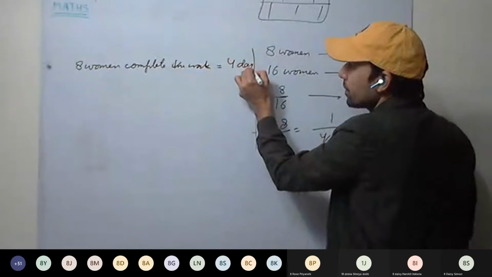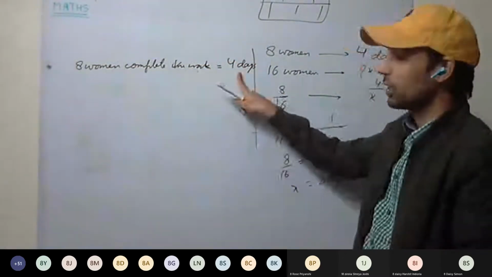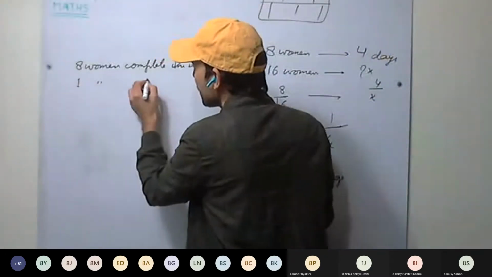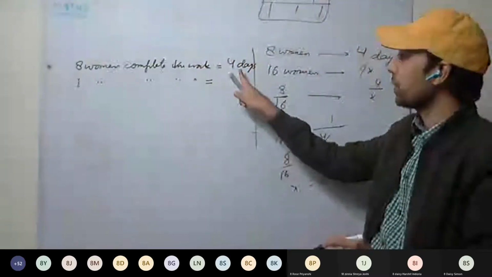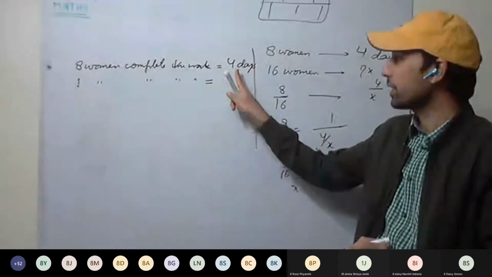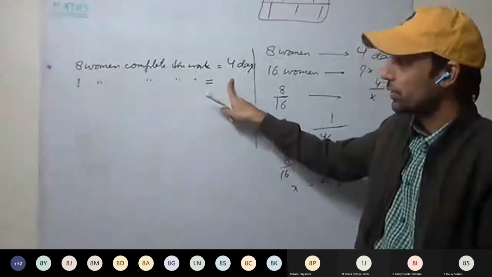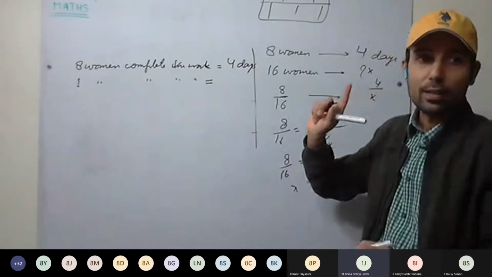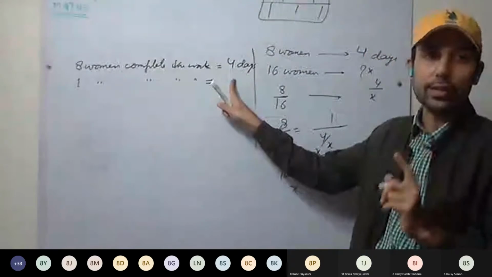4 days. This is clear. 8 women complete the work in 4 days. 1 woman will complete in how many days? We'll divide or multiply the days. Yes or no? What do we do? We divide or multiply? Multiply. Why? See, we'll multiply here, not divide.